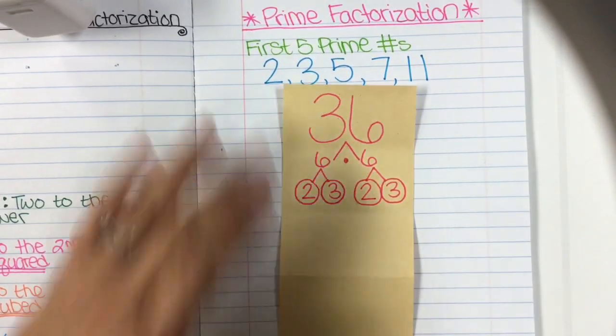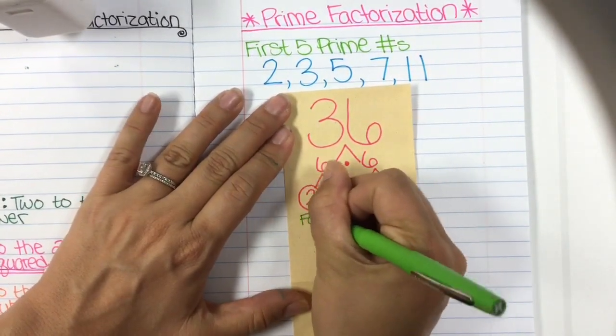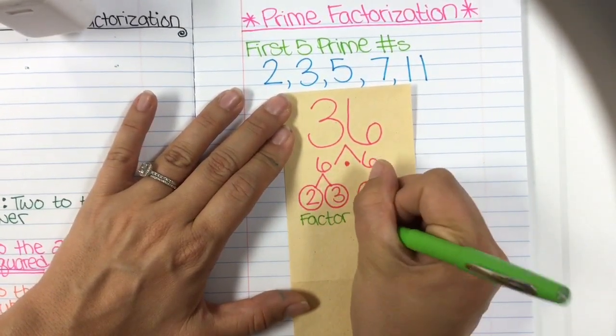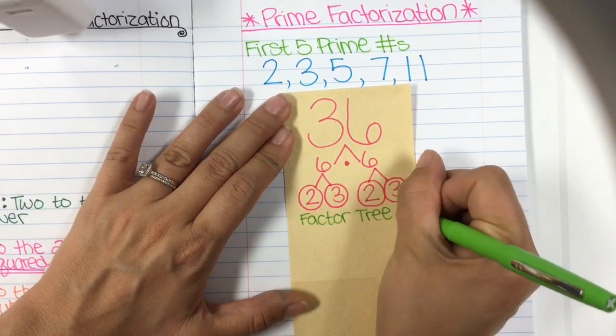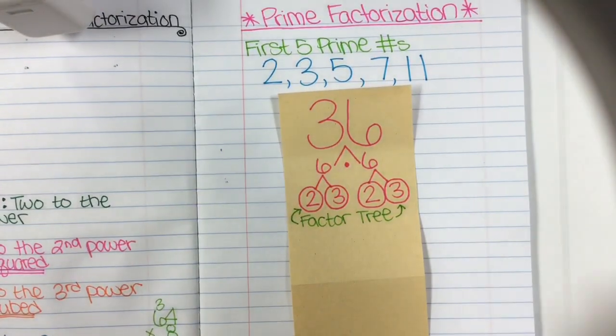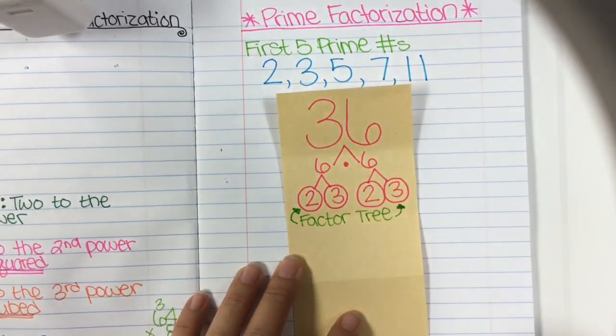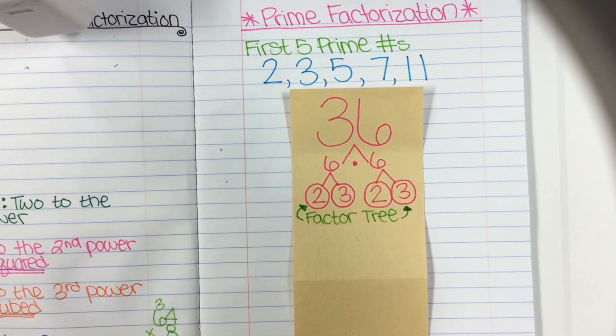So I want you to make sure that you're knowing that this is called a factor tree. So let's make sure we write that. And I'm just going to put a little arrow up so that you can see that this is what I'm talking about when I ask for a factor tree. On your test, I will ask you for prime factorizations, but it says, make a factor tree to create a prime factorization. So I will be looking for those factor trees.